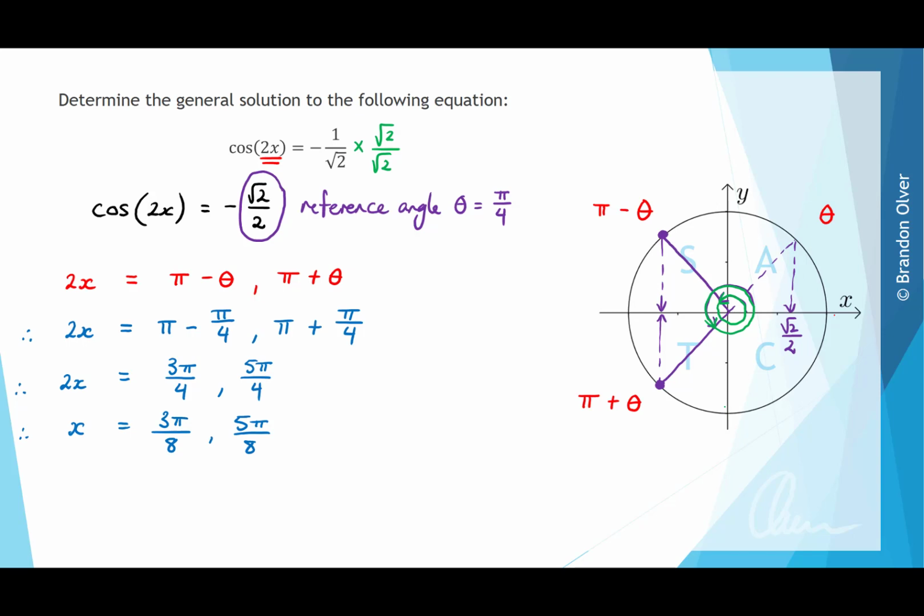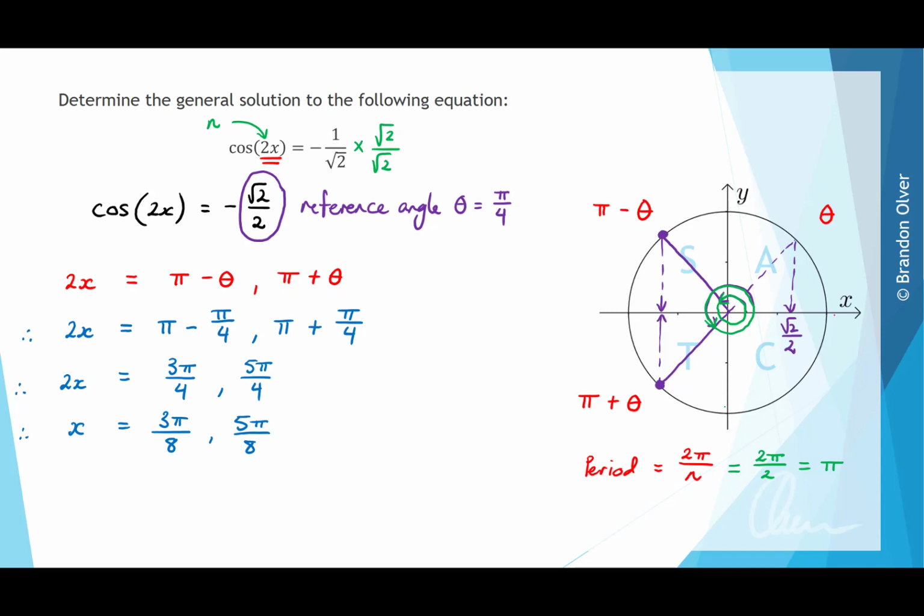So to help describe this infinite amount of solutions, what we need to do is work out what the period is. So the period of a sine or cosine graph is 2 pi divided by n, where n is this value here that multiplies by the x. So we have an n value of 2 this time. So that means our period is 2 pi on 2, which is just pi. So there's an interval of length pi between each of our solutions.